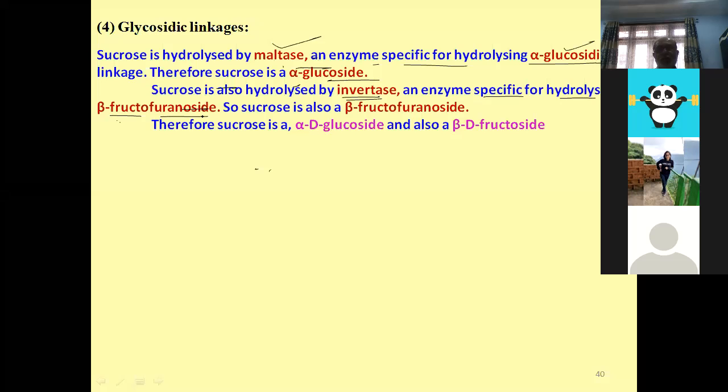So invertase, you have come across invertase in some other connection. Do you remember where you have come across invertase?